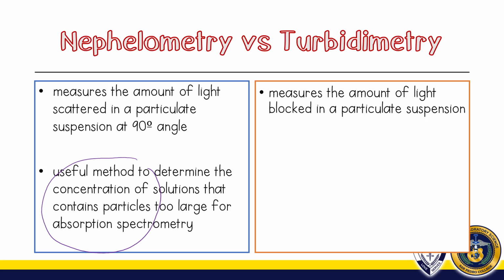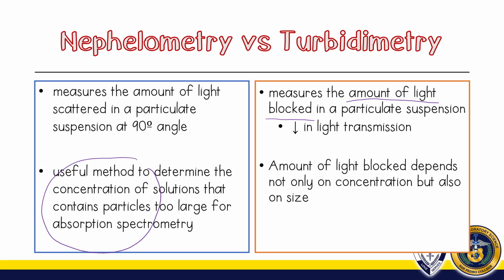And that is actually the principle behind turbidimetry: the amount of light blocked. So we would expect that if there is an increased concentration of a certain substance in your sample, there would be a decrease in your light transmission. So the amount of light blocked depends not only on the concentration but also on the size of your sample. And here, sample handling becomes critical.